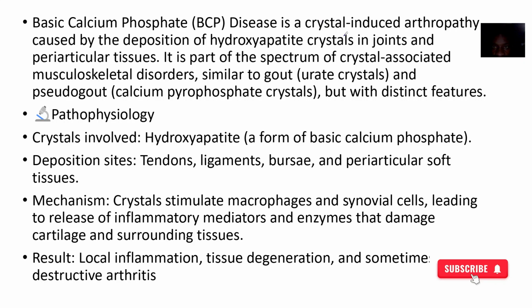So it's a crystal-induced arthropathy, and it's caused by deposition of hydroxyapatite crystals in joints and also the periarticular tissues. So it's actually part of the spectrum of diseases that we call crystal-associated musculoskeletal disorders, similar to gout and also pseudogout.